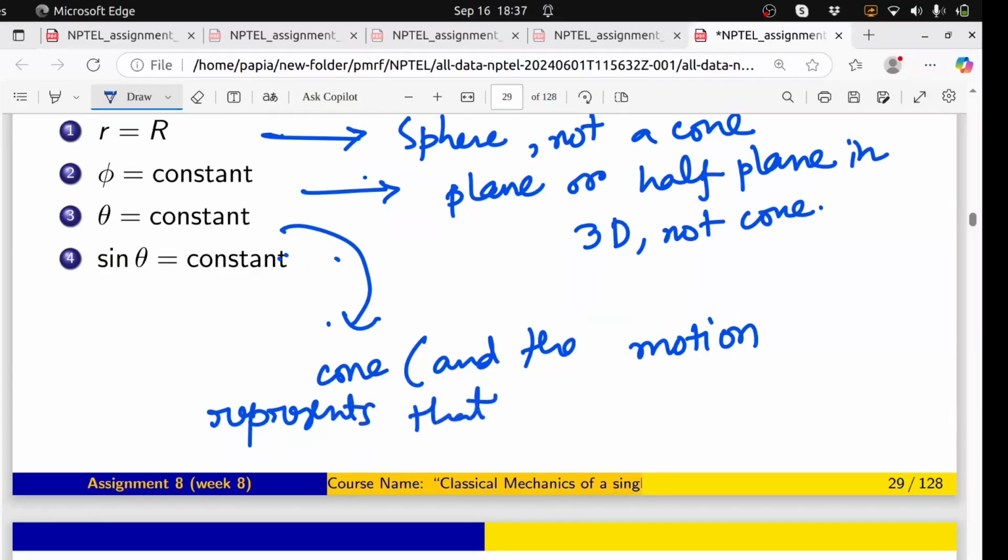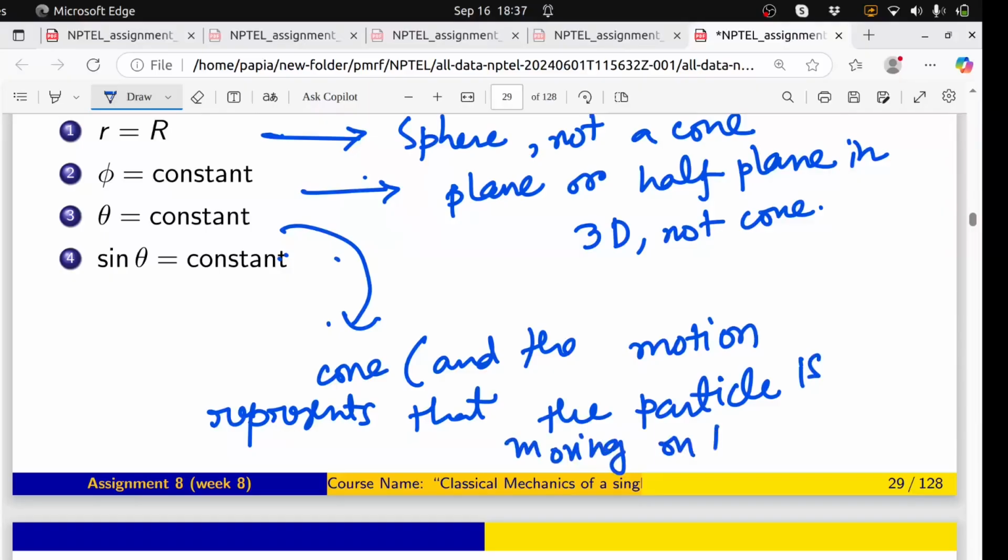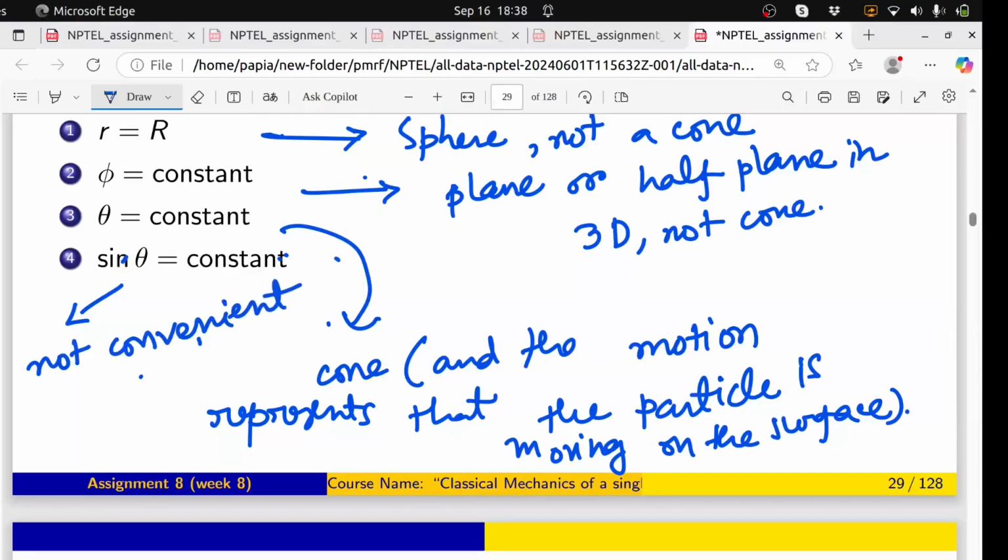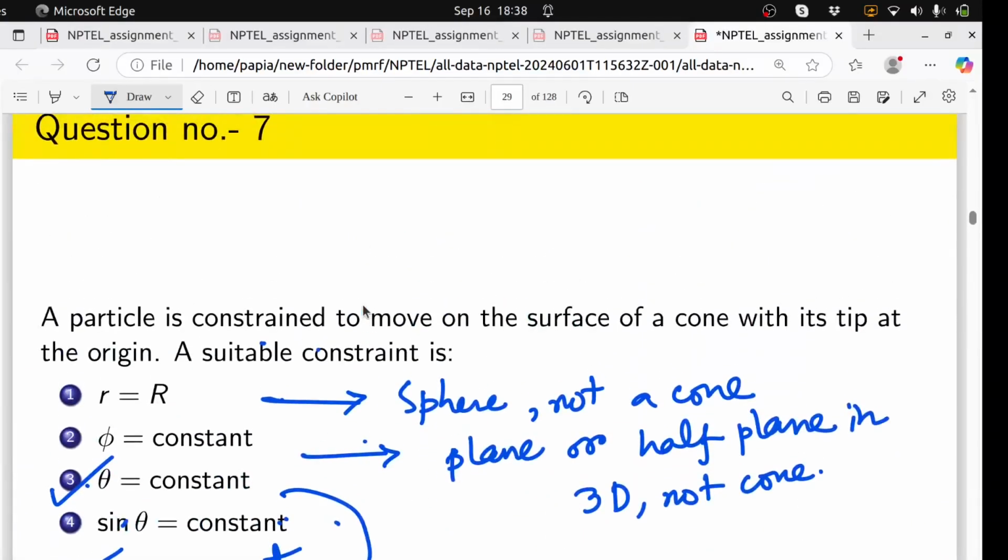represents that the particle is moving on the surface. And now one can tell that if theta equals to constant, then sin theta will also be constant. Yes, that is true, but it is not convenient and direct, I can say. It is not convenient as a direct expression. So that means theta equals to constant is the correct one for this question.